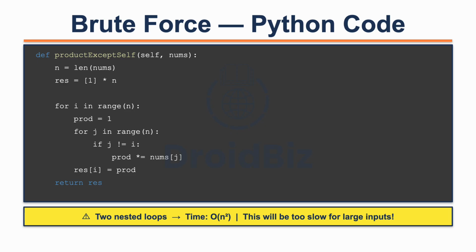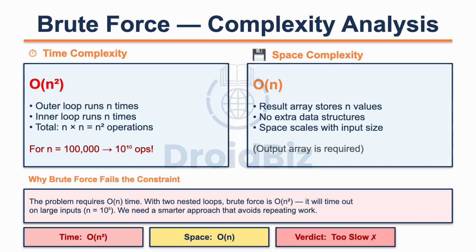The problem constraint says we must solve this in big O of n. So the brute force will be too slow for large inputs. Let's look at the complexity analysis next. Let's analyze the complexity of the brute force approach.